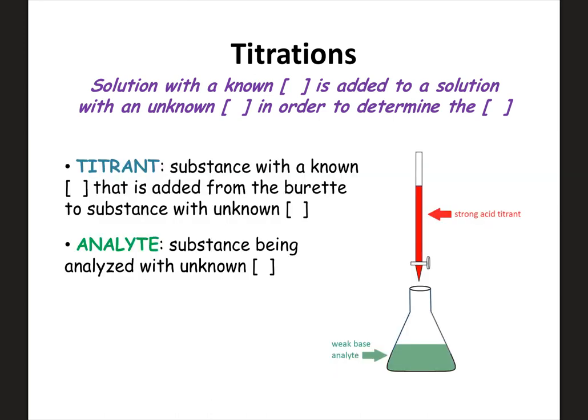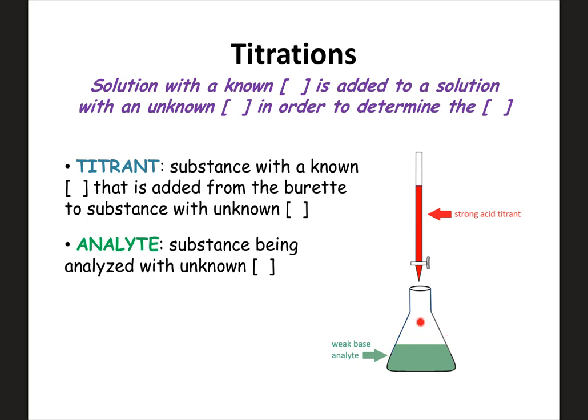We definitely need to be familiar with the vocab here. The titrant is the substance with the known concentration that is added from the burette. All right, so your titrant is in the burette and you're adding it to the flask here. This would be the solution that you have the known concentration for. It's been standardized and you know the exact concentration.